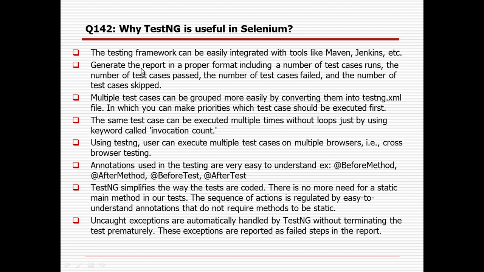We can generate reports in a proper format, including the number of test cases run, passed, failed, and skipped. We can create our customized report as well, right, using the listener class. Multiple test cases can be grouped more easily by converting them into the testng.xml file, in which the user can set priority for which test case will be executed first. So grouping is also possible, and we can also set priority, so that whichever test case we want to execute first, and whichever we want to execute last.